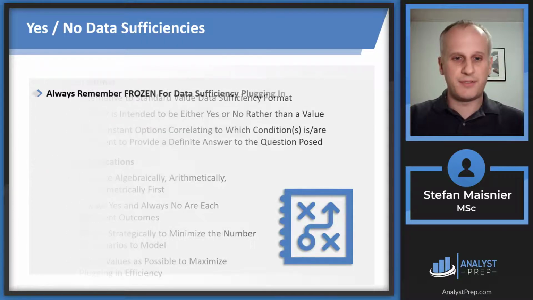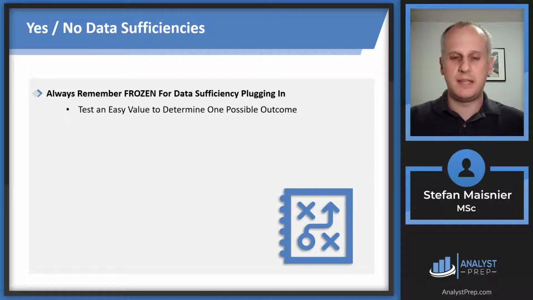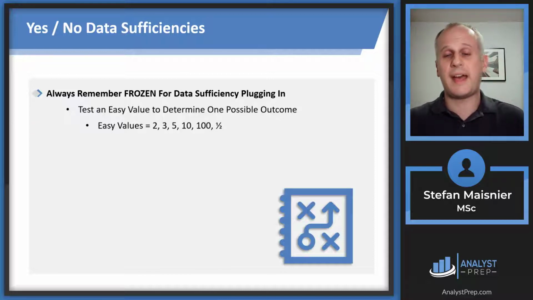Now, as part of this process, we're going to want to remember the acronym of FROZEN for data sufficiency plugging in. But first, we're going to want to begin our plugging in process by simply testing an easy value to determine one possible outcome, either yes or no, theoretically for a yes-no data sufficiency. Those easy values are going to be things like 2, 3, 5, 10, 100, or 1/2, and ultimately any values that are simple factors or simple multiples that are relevant to the problem.